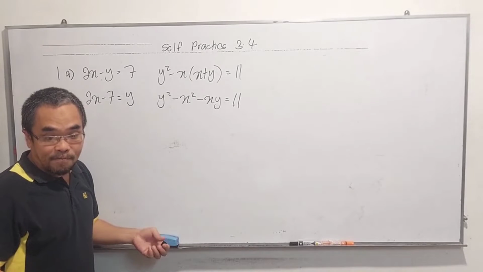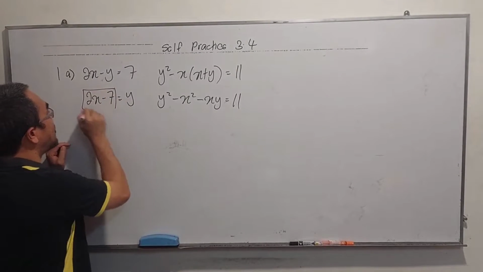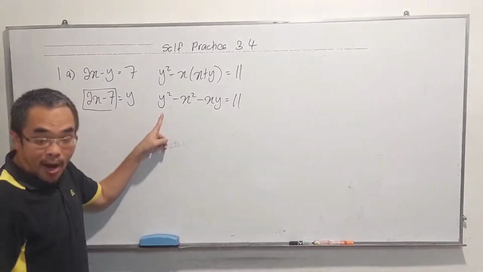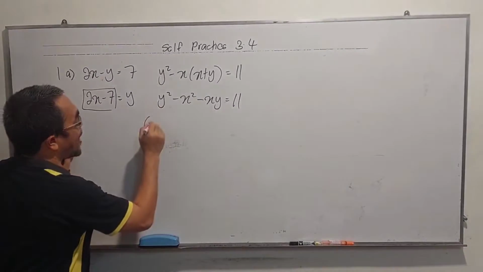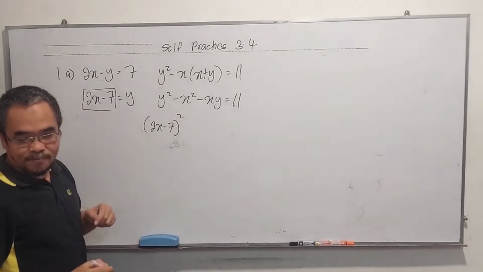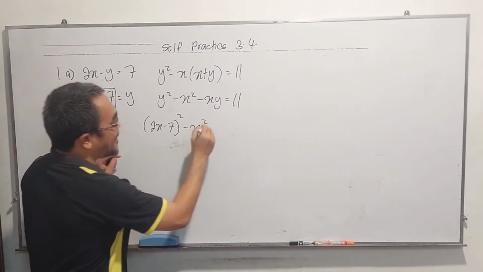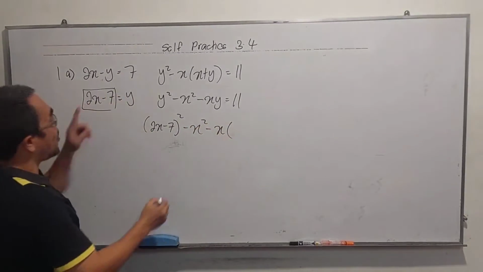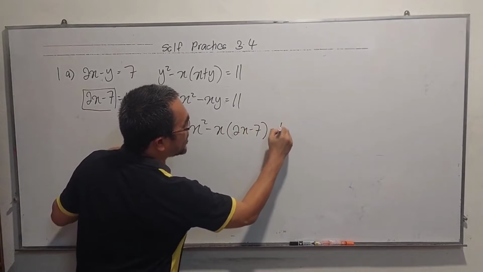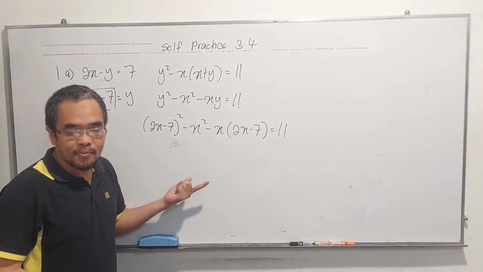They are similar. Okay? So what you do next, you have to replace this value wherever y is here. So we have y squared. So y will be 2x minus 7 squared, minus x squared minus x times y. Y is 2x minus 7 equals 11. Is there any question so far?